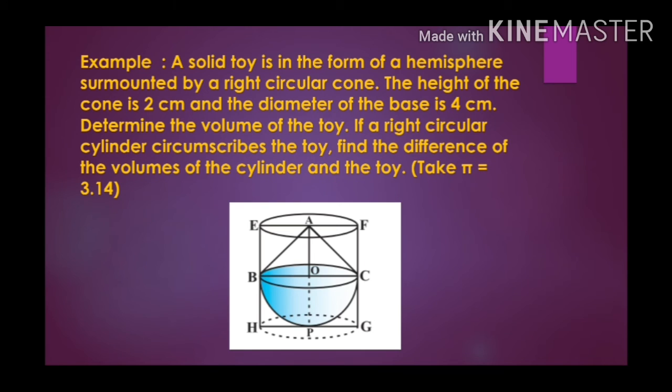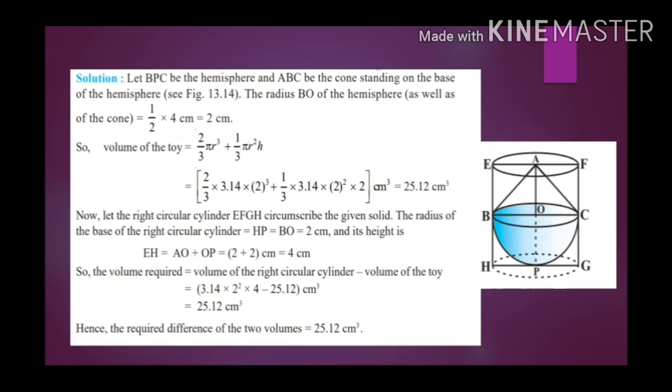Now a solid toy is in the form of a hemisphere surmounted by a right circular cone. The height of the cone is 2 cm and the diameter of the base is 4 cm. Determine the volume of the cone. If a right circular cylinder circumscribes the toy, find the difference of the volume of cylinder and the toy. Okay, first of all we will find the volume of the toy.